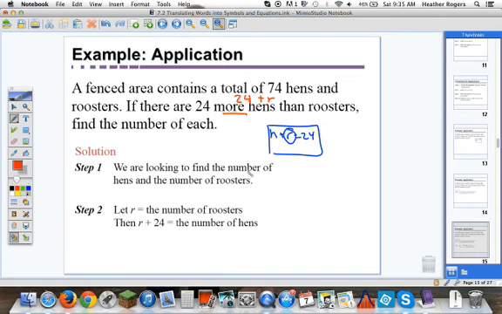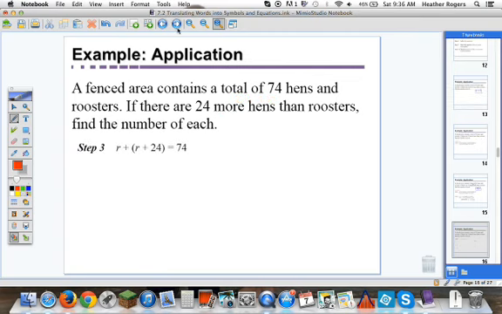Okay? So that's going to lead us to our hens, which are 24 plus R, plus our roosters, R, equaling our 74 little animals. And now we have an equation. Okay? We have an equation here. There's nothing going on with these parentheses other than when we substitute in, we put them there. So I don't actually need them anymore. So I have R plus R, those are like terms, so now I have 2R plus 24 equals 74.